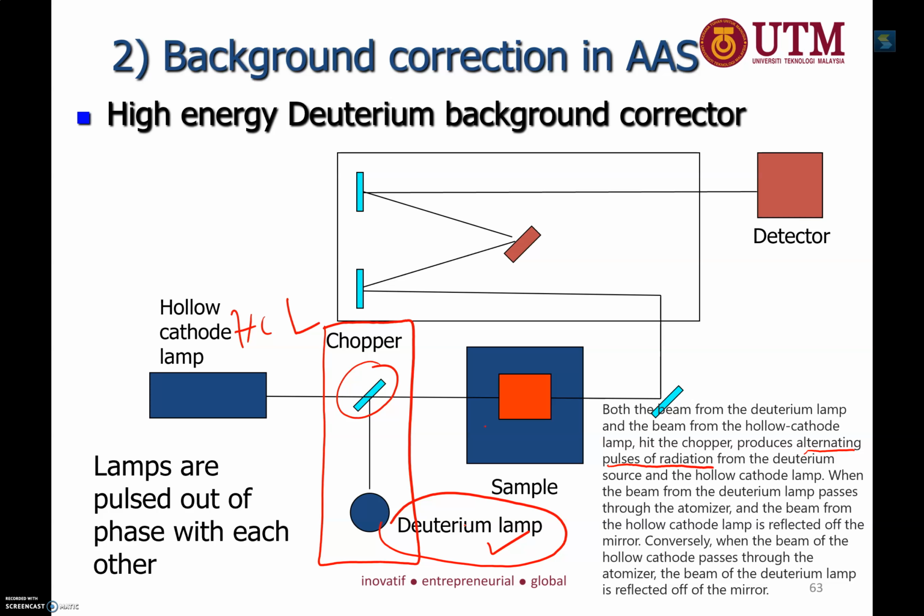Let us see a video produced by the Department of Chemistry at the National University of Singapore. I think the video is very straightforward and will help you understand how the D2 lamp helps to correct the background.